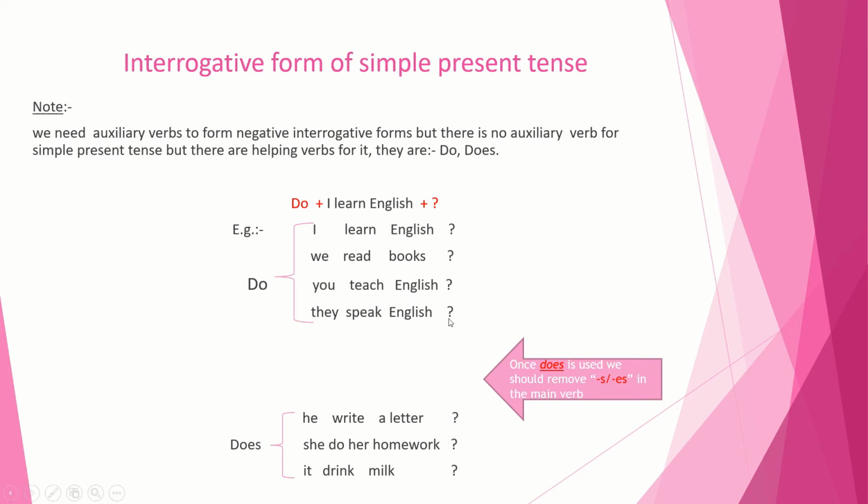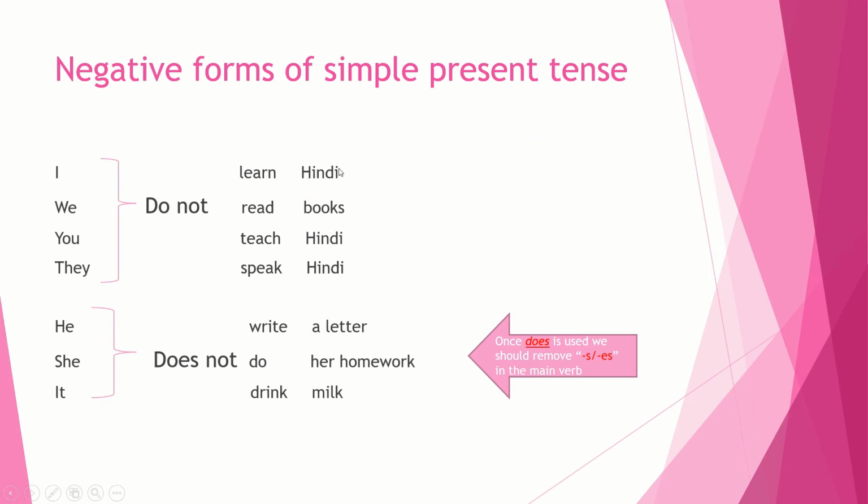Next is negative forms of simple present tense. In order to form a negative sentence in simple present tense, we use not with do. Okay, I do not. We use this do not next to the subject. For I, we, you, they, we use do not. For he, she, it, we use does not.